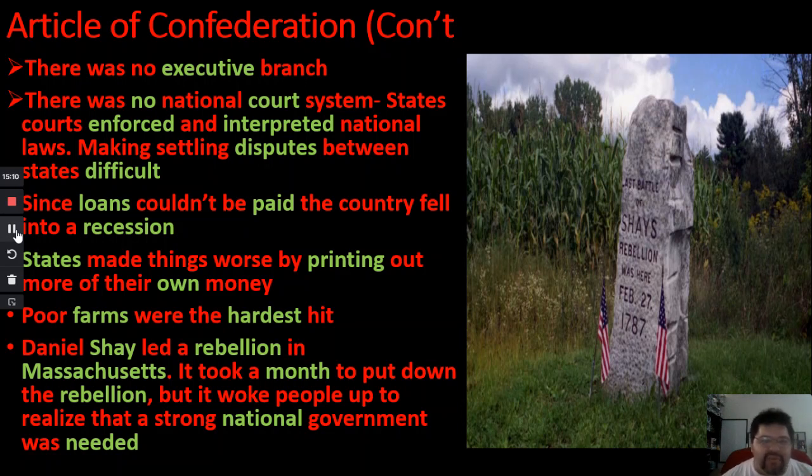And this made people realize that a weak government is really not good for our country, that we need a strong national government in order to do things and fix things that need to be fixed in our country.